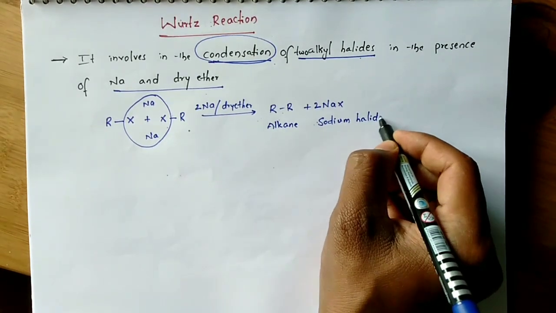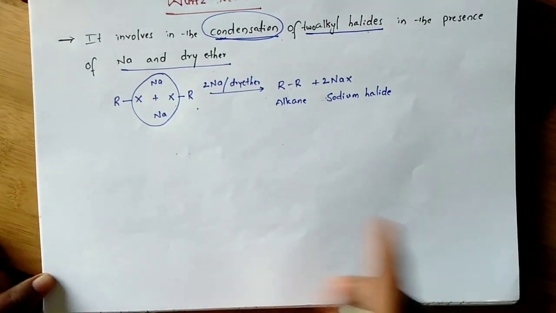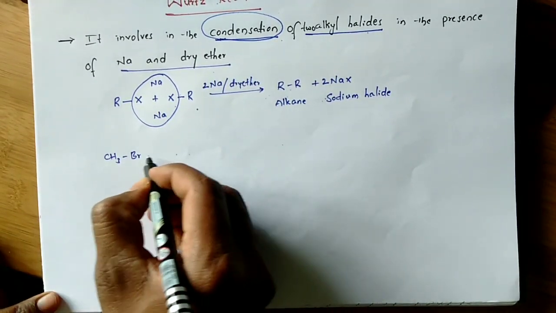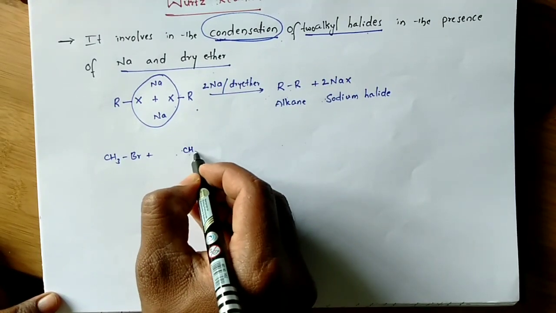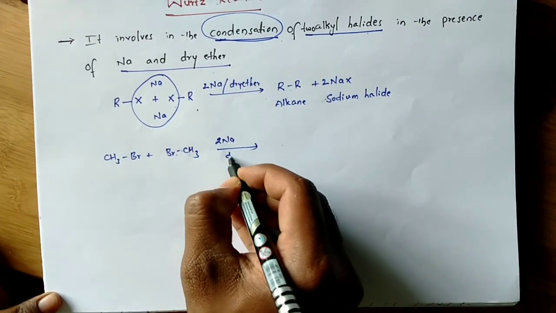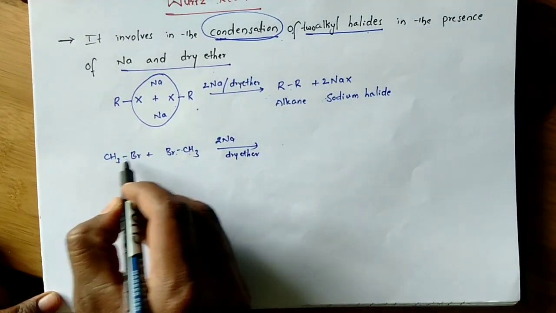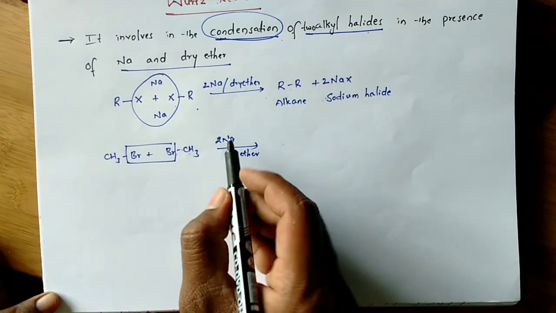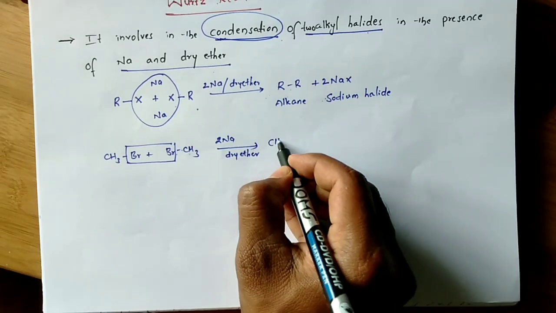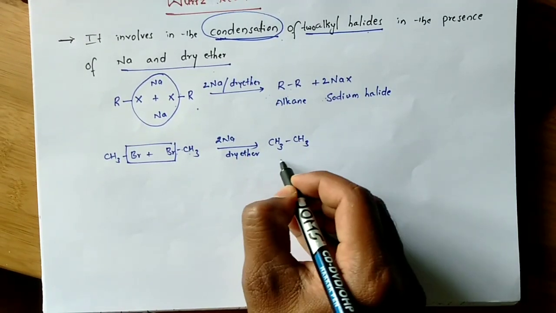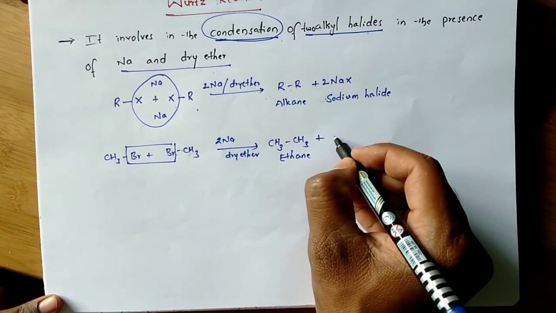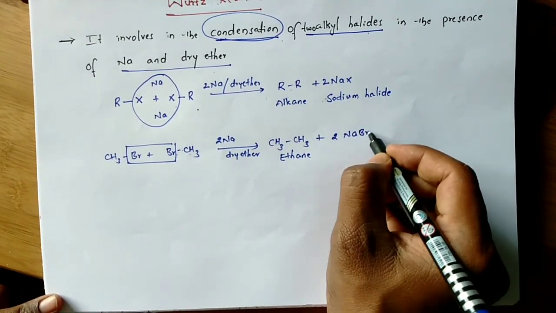For example, I'm taking methyl bromide and one more molecule of methyl bromide, with sodium and dry ether. We will get what? These two bromines will be eliminated and these two methyl groups will condense with each other. We will get ethane, and along with that sodium bromide will be formed.